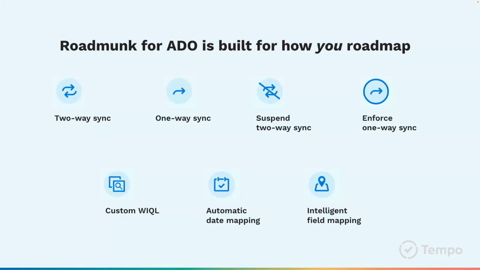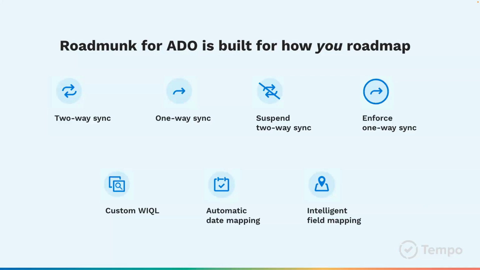So that's a great opportunity because any changes you make in Roadmonk or in Azure DevOps, it's going to be synced respectively. Whichever decision was made last, that's going to be the one that is updated, and it's going to reflect in both Roadmonk and Azure DevOps. You also have the option to suspend that two-way sync and ensure that it's just a one-way sync, so you can enforce the one-way sync.